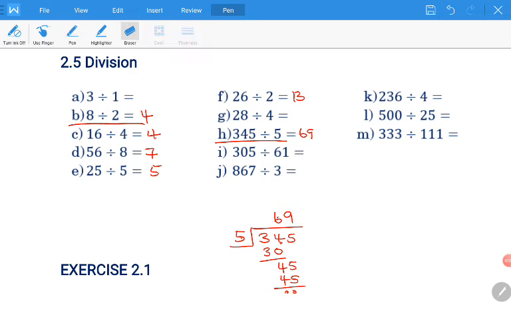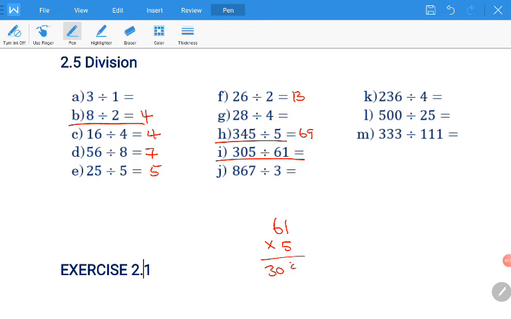Then we will look at another example, which is question I, which is saying 305 divided by 61. Here, to me, it looks like if I add 61 5 times. So if I say 61 times 5, I get 305. So the answer here is 5.